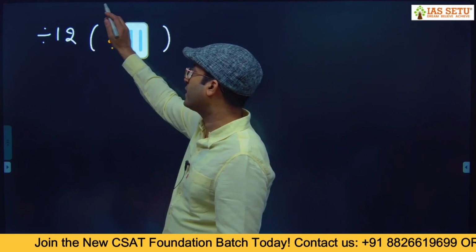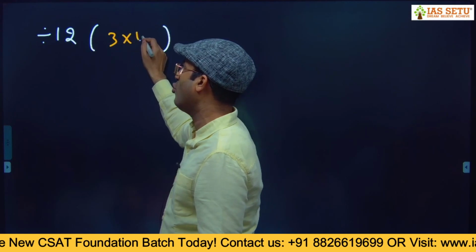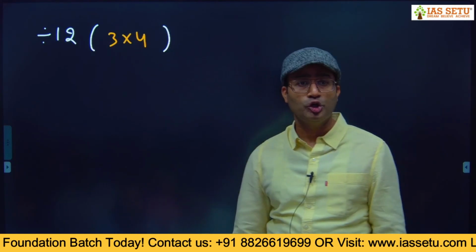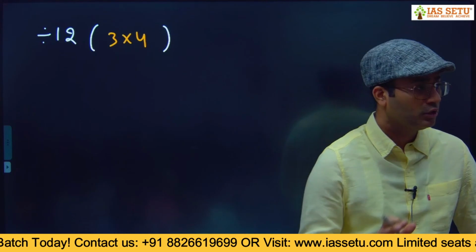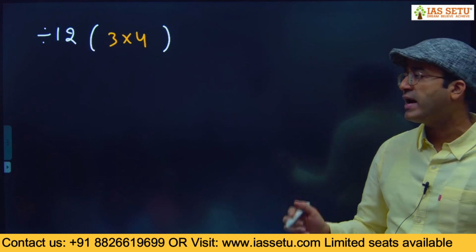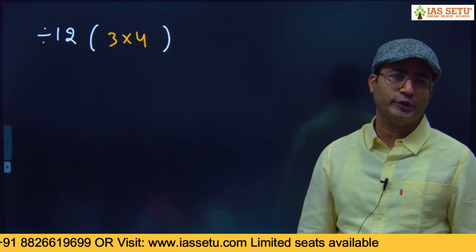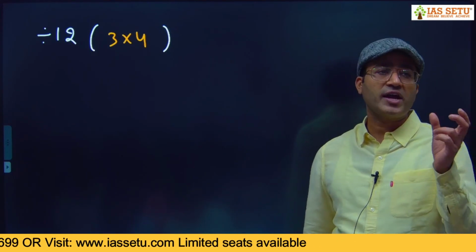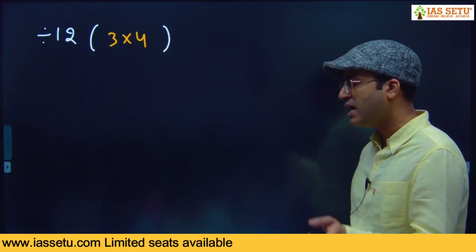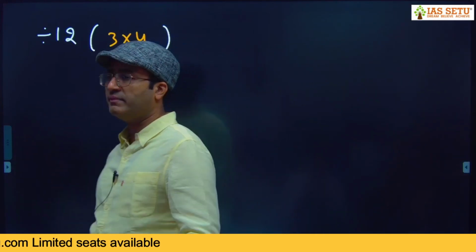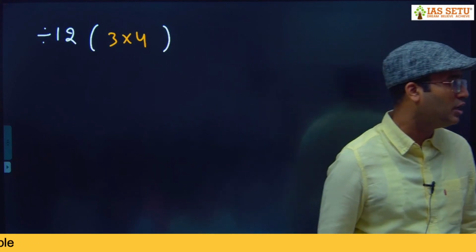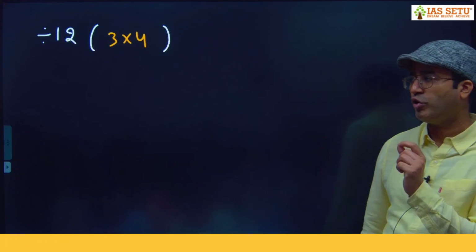So how do you have to break 12? 3 and 4. That will work. 2 and 6 will not help you. 3 and 4 will help you. Why? Because 3 and 4 are co-prime to each other. It means if any number is divisible by 3 as well as 4, that number is divisible by 12. अगर कोई नंबर 3 और 4 दोनों से डिवाइड होगा तो वो 12 से डिवाइड होगा ही होगा.